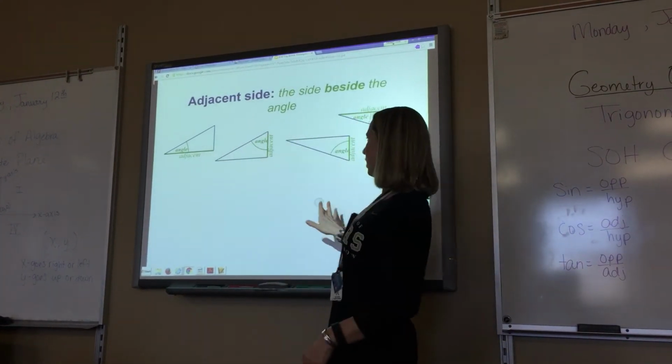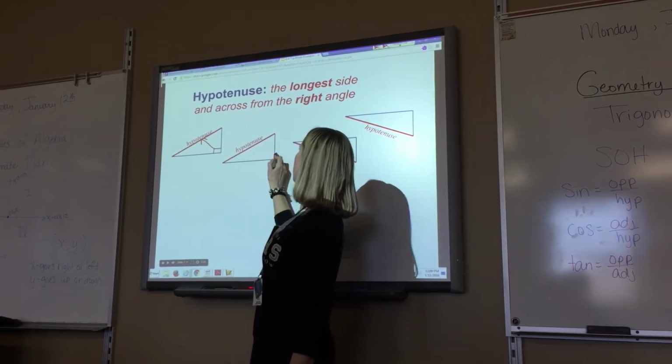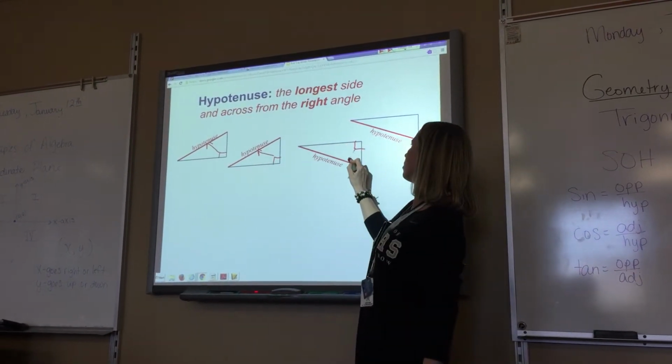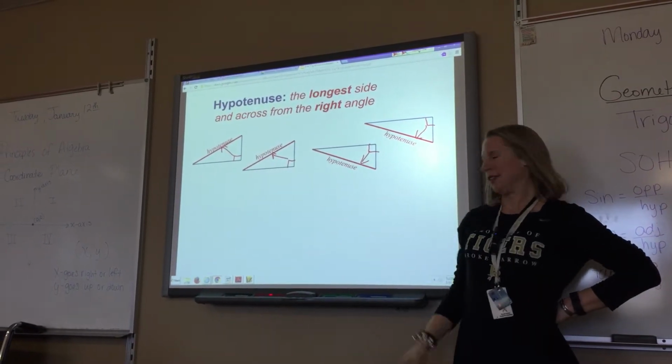And then the hypotenuse is pretty easy to locate because it's always across from your right angle. That's your hypotenuse. So are you guys okay with that? Okay.